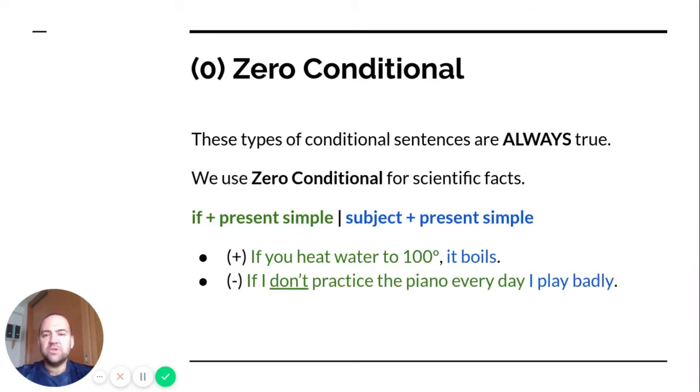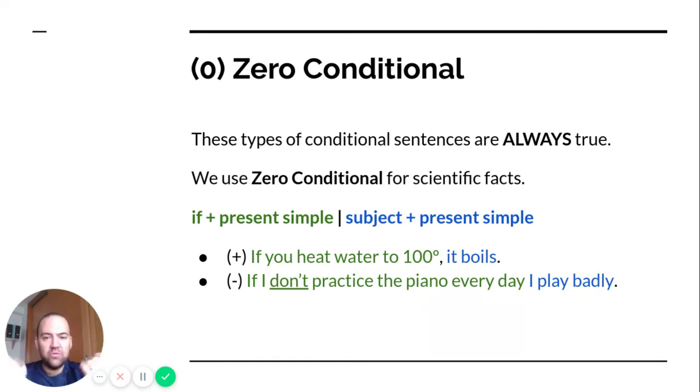So zero conditional. These types of conditional sentences are always true. We use zero conditional for scientific facts. They are formed with if and the present simple, and the subject and the present simple. Okay, these are the two types of clauses. So, if you heat water to 100 degrees, it boils. This is always true. It's a scientific fact. Okay, that is what the zero conditional means.